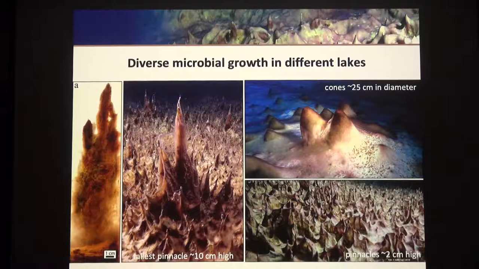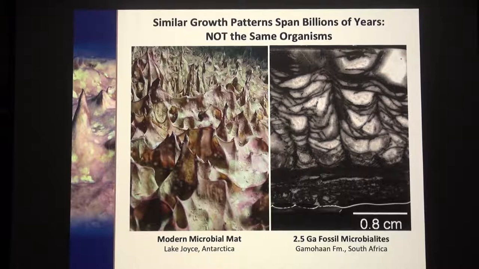One of the reasons I wanted to know was looking at this. This is the same type of mat. We call them webbed pinnacles. The vertical bars are lithified calcite, and then there are these walls and biofilms between them and draping between them. And this is very similar in morphology to some of the Archean microbial structures that I'd been studying.